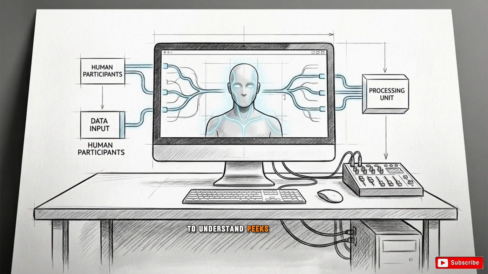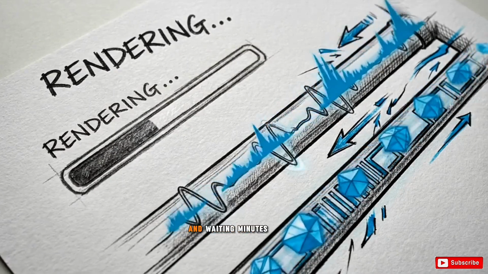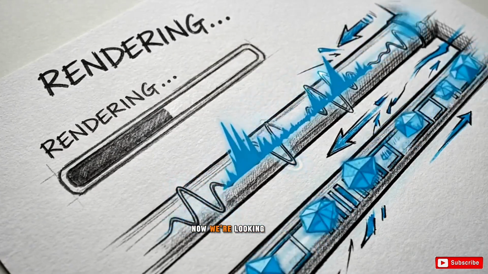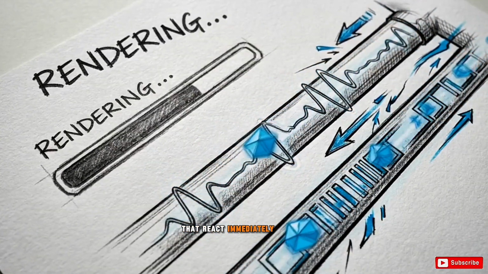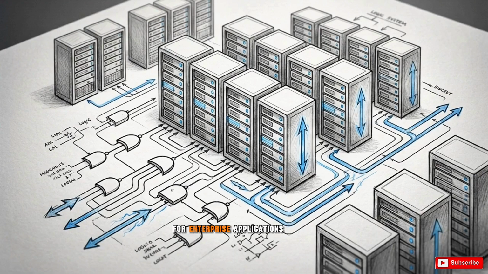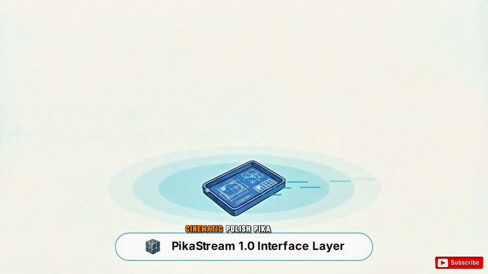To understand Pika Stream 1.0, we have to look past how we normally think about AI video. Traditionally, generating clips meant writing prompts and waiting minutes. Now, we're looking at instantaneous, synchronous data flows that react immediately to live audio. For enterprise applications, the days of batch-processed, high-fidelity video synthesis are largely over. Speed and continuity are replacing pure cinematic polish.